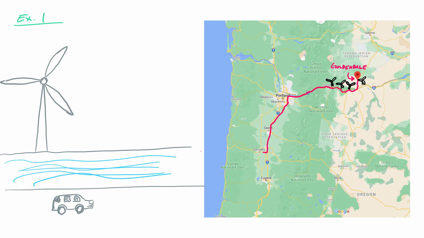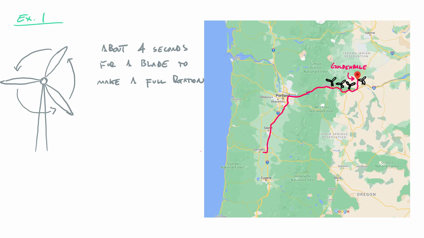And so one of the times that I was driving there, I asked myself, hey, do you ever wonder how fast these blades are spinning? And so I wanted to figure that out. So what I did is I counted the number of seconds that it took for a blade to make one full rotation, one full revolution here. And it's about 4 seconds for it to do that.